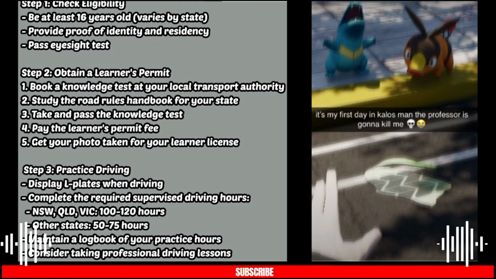Pay the learner permit fee. Get your photo taken for your learner license. Now practice driving. Display L plates when driving. Complete the required supervised driving hours.